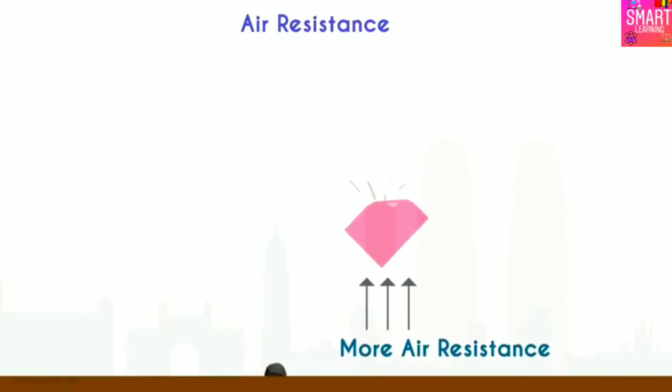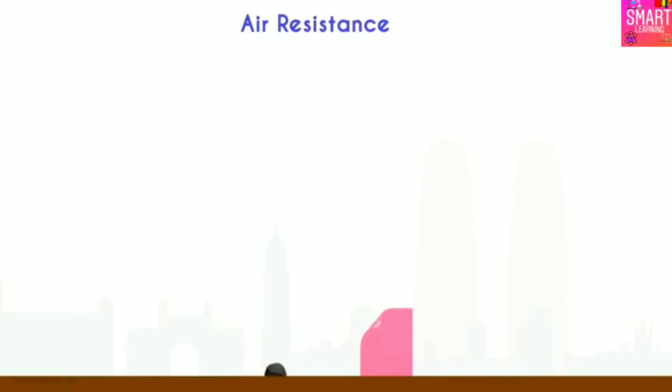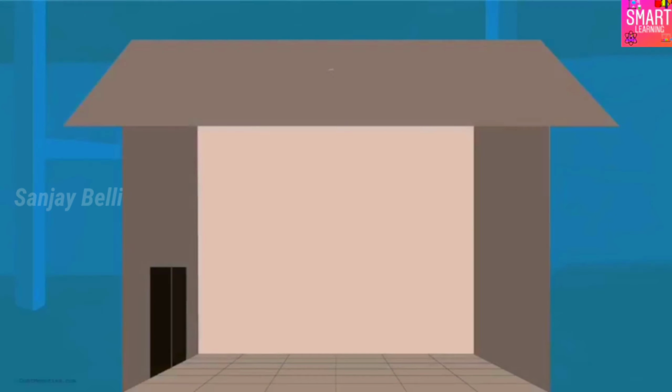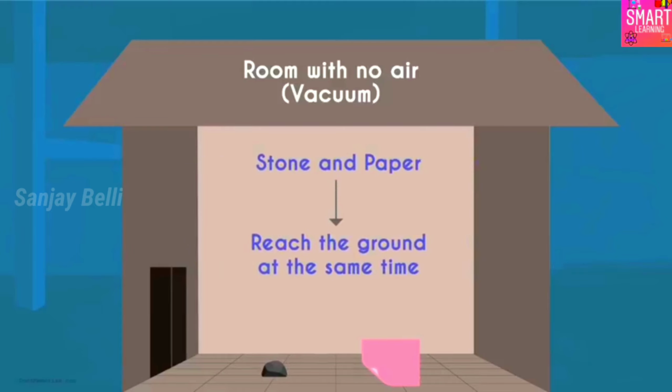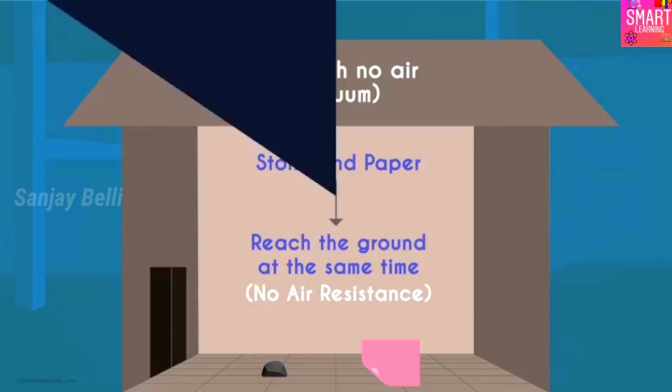ground first. For a moment, let's imagine a room with no air. It's a vacuum. Now from the ceiling of the room, if a stone and a paper are dropped, will they fall to the ground at the same time? The answer is yes. They will reach the ground at the same time because there is no air to offer resistance. So this was an important concept we learned.